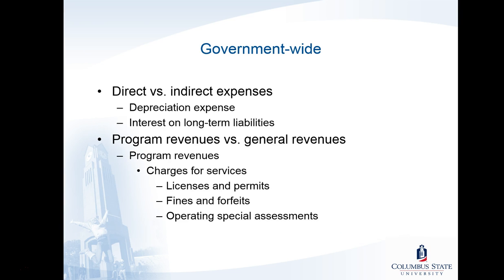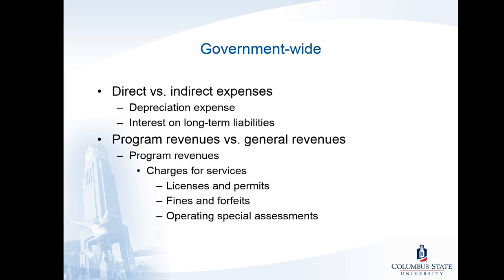We also are concerned with direct versus indirect expenses. So we've got things like depreciation expense and interest on long-term liabilities. If those expenses, again, can't be tied specifically to an objective, a program, or a function, then those items will be reported separately beneath the programs and functions. And again, program revenues versus general revenues.